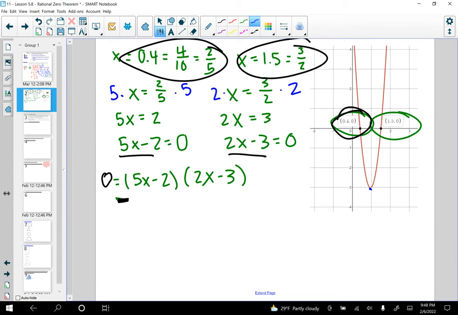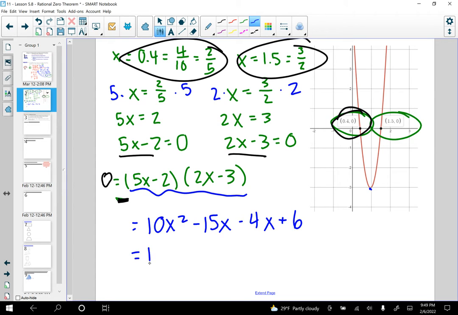Okay, so what we're going to do is multiply this together, just like we did before. So that'd give me 10x squared minus 15x minus 4x plus 6, or you could add those two inside ones together at once if you wanted to. Oops, forgot to actually add them. We get to here.